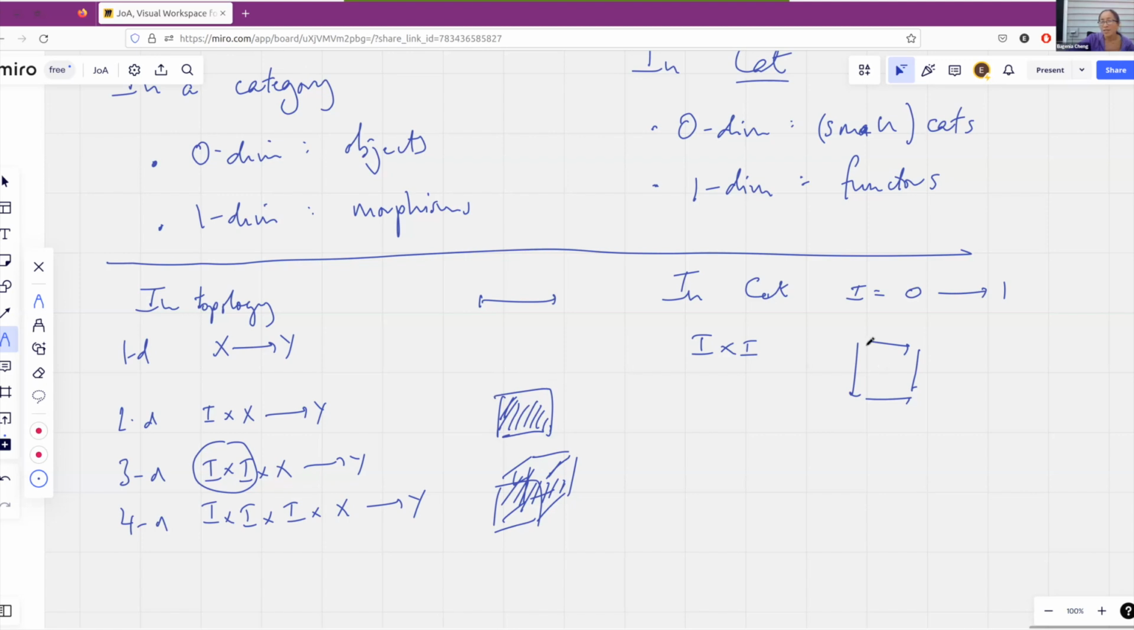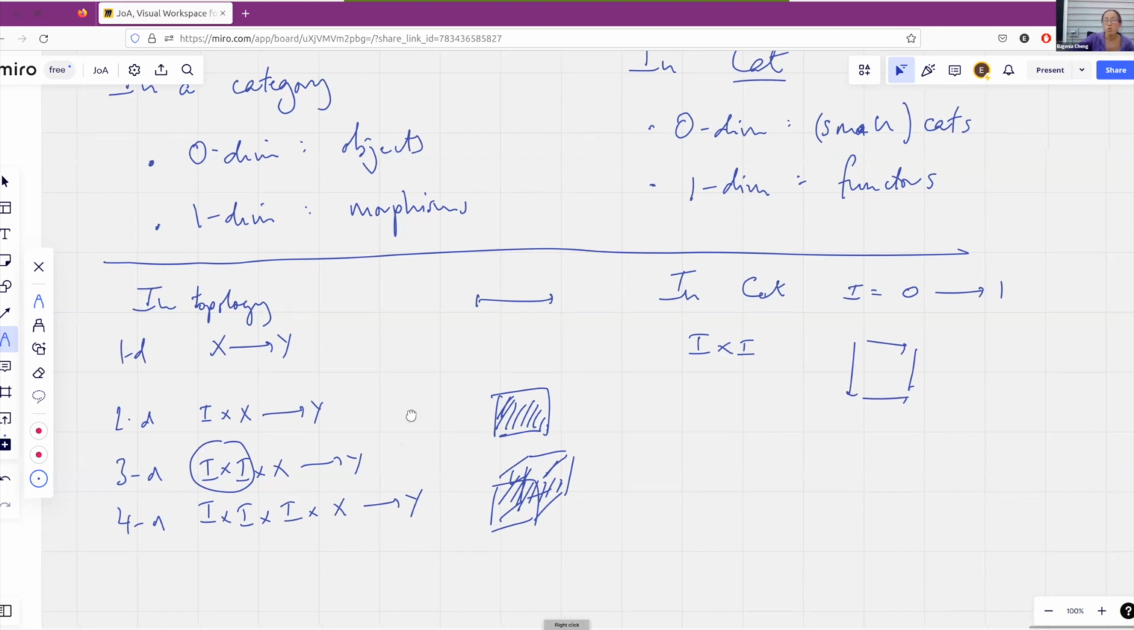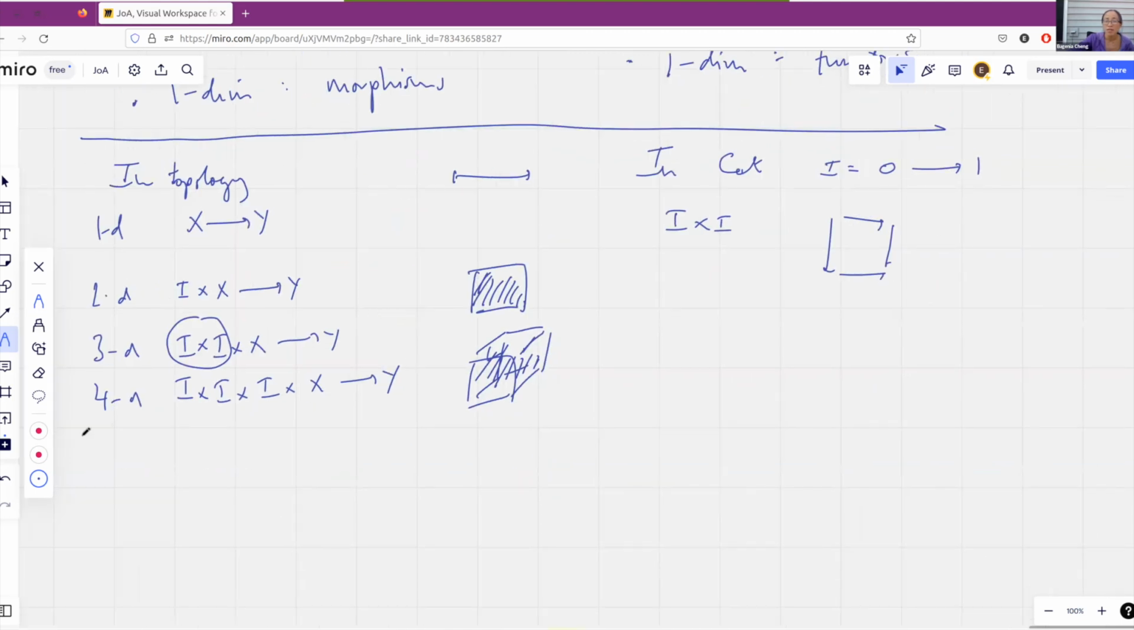So this is a quintessential path, and this is a quintessential homotopy. Whereas in categories, this is not a quintessential two-dimensional thing. It's just a commuting square. It's a quintessential commuting square. So all you get if you do this is commuting squares and commuting cubes and so on. So the answer is no, not really. You have to be a bit more subtle about it.